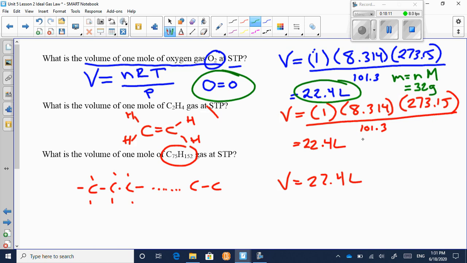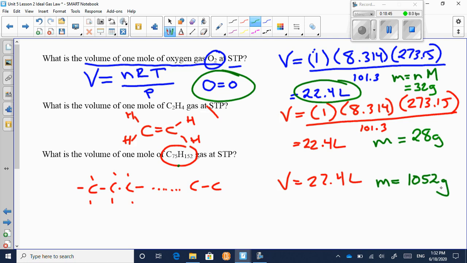Okay, well, if I did it for this second one, I'd have to do the molar mass of ethene. Well, guess what? It ends up being 28 grams. Okay, it's less because each carbon is only 12 and each hydrogen is 1, so it actually has a lower molar mass, even though it looks like a bigger molecule. And if I did it for this molecule, C75H152, the mass of that container would be 1,052 grams, so much, much heavier.